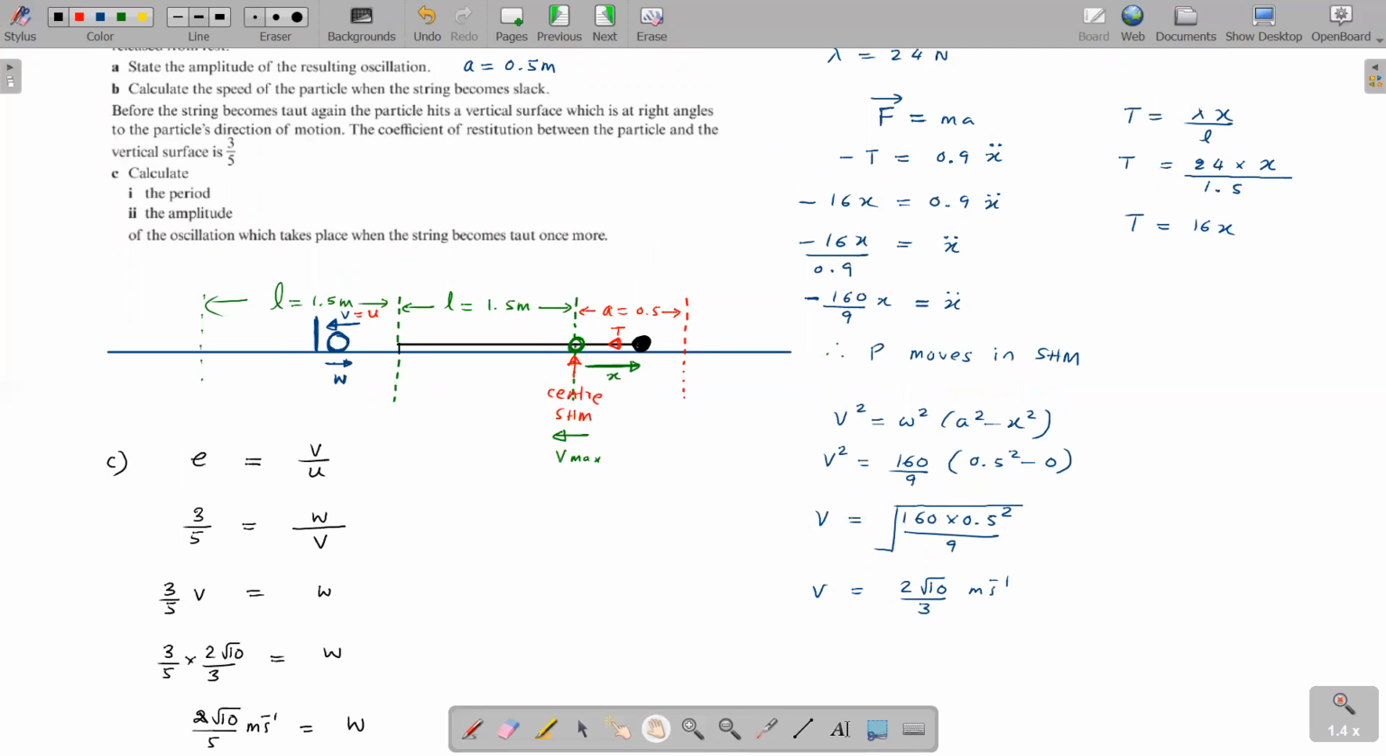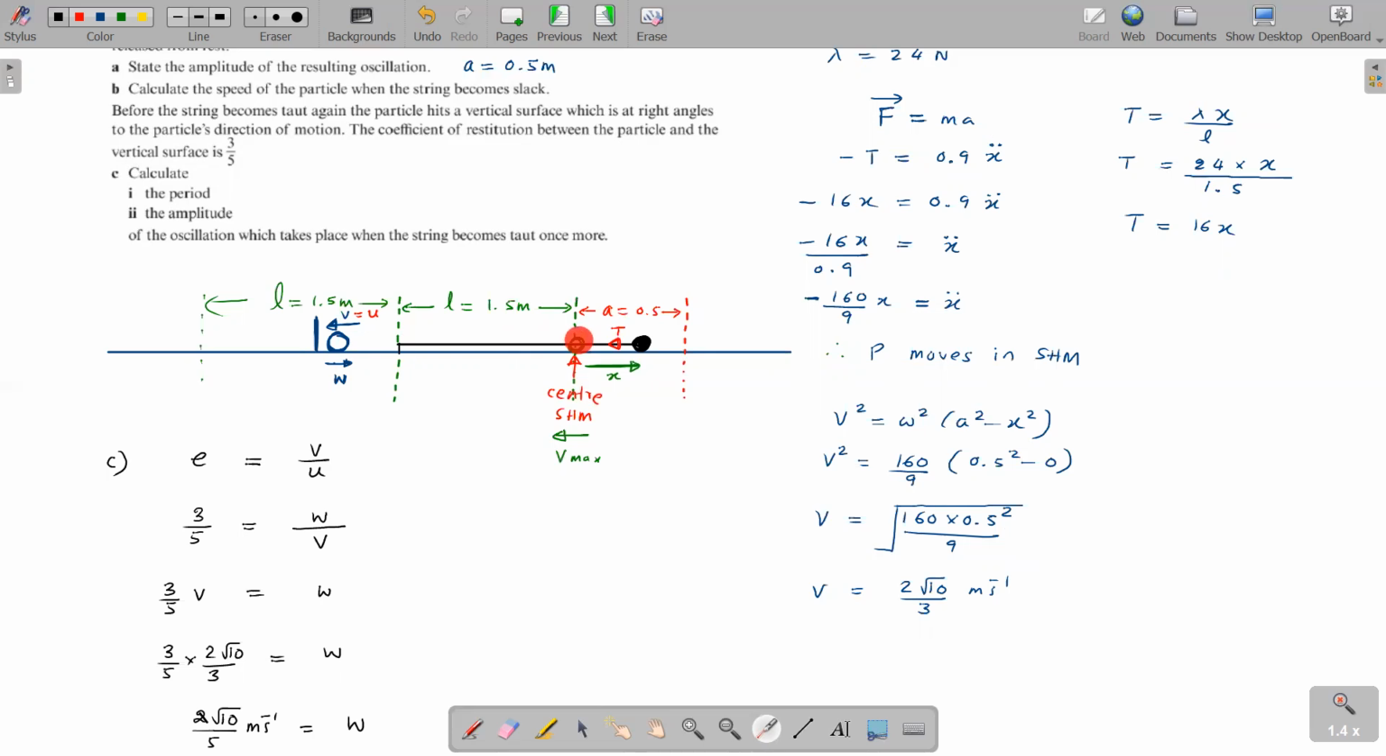So how do you calculate the period? Now you need to realize that when the particle is moving with this new velocity, W is the new maximum velocity. Are you with me? W becomes the new maximum velocity. Therefore, now when the particle moves, it moves with W speed, and when it comes to the natural length, the maximum velocity is now W.